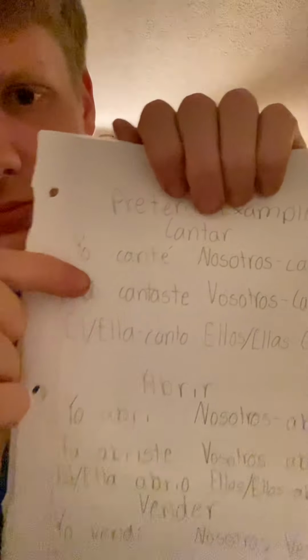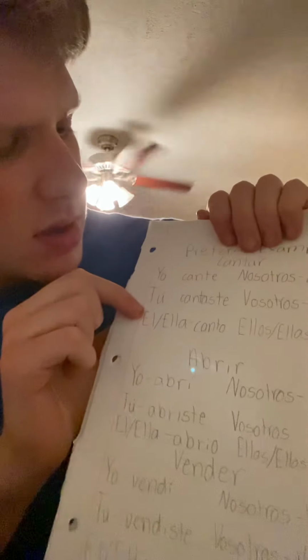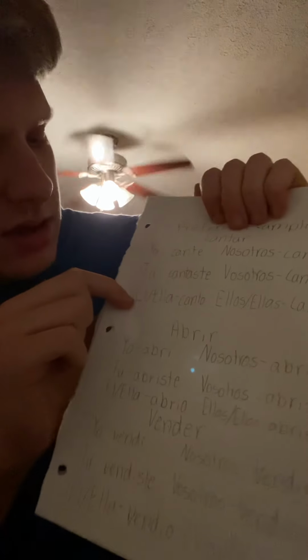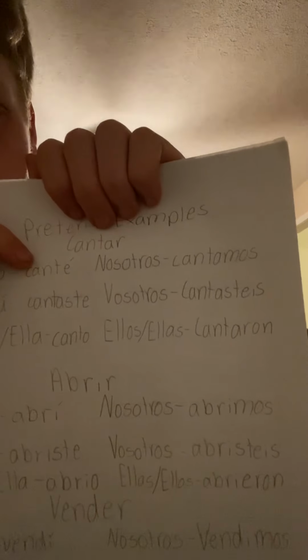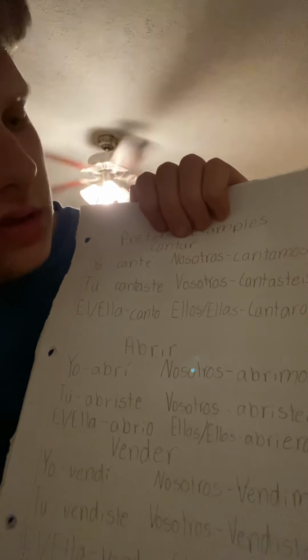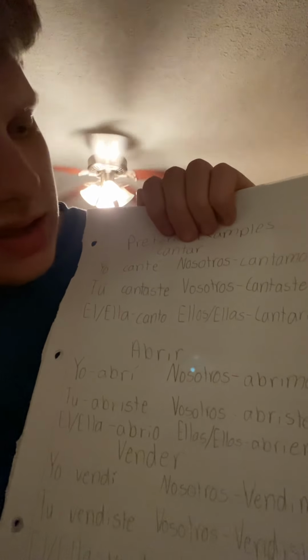Now here are some examples of verbs conjugated in the preterito tense. For AR, we use the verb cantar to be yo canté. Tú cantaste. Él/ella cantó. Nosotros cantamos. Vosotros cantasteis. Then ellos/ellas cantaron.